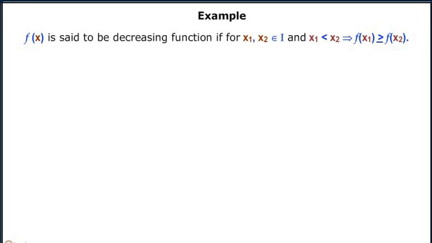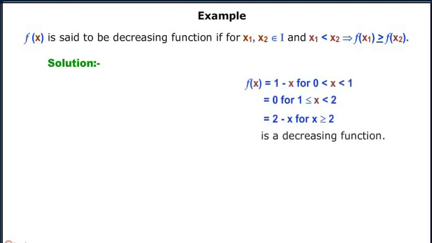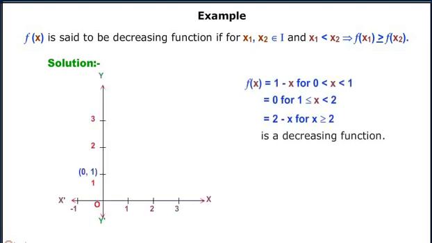Let's take an example. f(x) is said to be a decreasing function if for x1, x2 belonging to I and x1 less than x2, f(x1) is greater than or equal to f(x2). Here, f(x) is equal to 1 minus x for x greater than 0 and less than 1. It is equal to 0 for x greater than or equal to 1 and less than 2. And it is equal to 2 minus x for x greater than or equal to 2. So clearly from the graph, you can see that f(x) is a decreasing function.